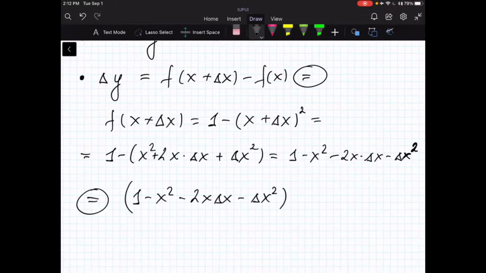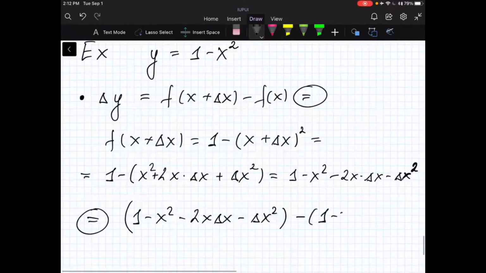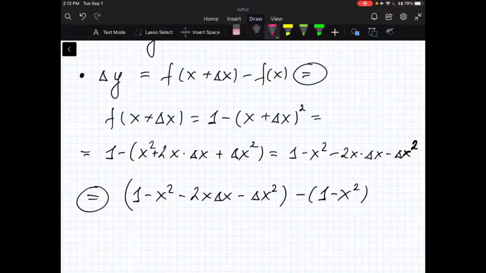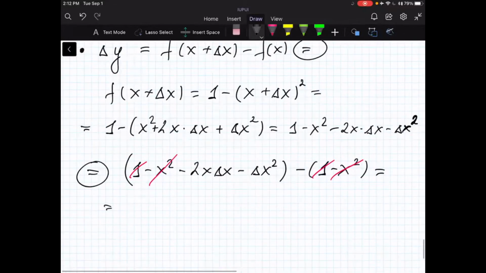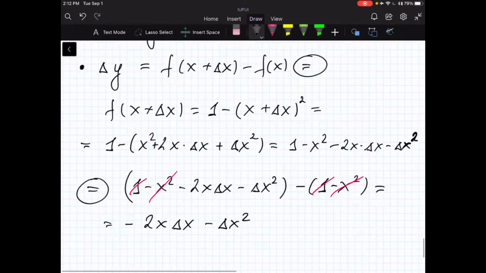This is the first part. And the second is f of x itself, which is 1 minus x squared. And you can see that there are some cancellations, like 1 and x squared. And you're left with the following. It is minus 2x delta x minus delta x squared. And this is the end of the first step. It's quite long, but straightforward.